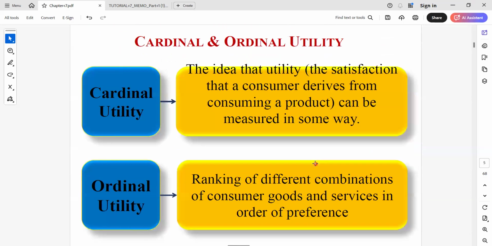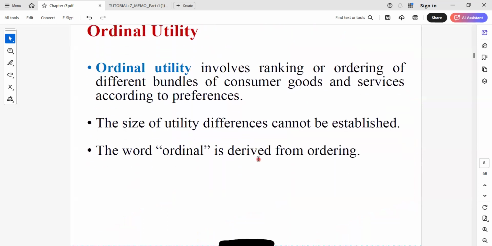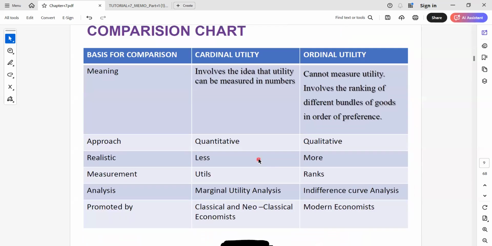So, cardinal and ordinal utility. I'm not going to use this slide because they're explaining the same thing. Yeah, I'm going to use this one. So, cardinal utility and ordinal utility. They're saying here, cardinal utility involves the idea that utility can be measured in numbers. So this is the one that we're dealing with here, because I did mention that you have your satisfaction and then you give it a number so that we can measure it. So your satisfaction, your utility here, can be measured in numbers.